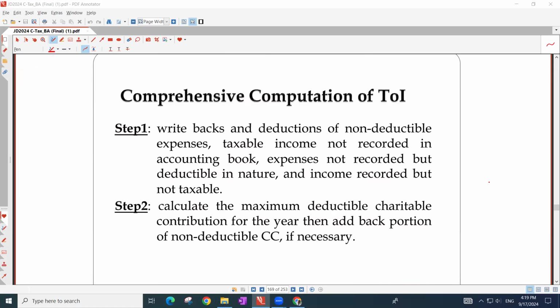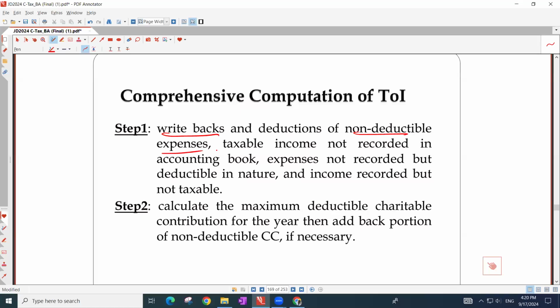So in order to calculate tax on income, what we should do first is add backs and deduction of non-deductible expenses, taxable income not recorded in accounting books, expenses not recorded but deductible in nature, and income recorded but not taxable. So we have to identify what we need to add back, which means we need to think about non-deductible expenses.